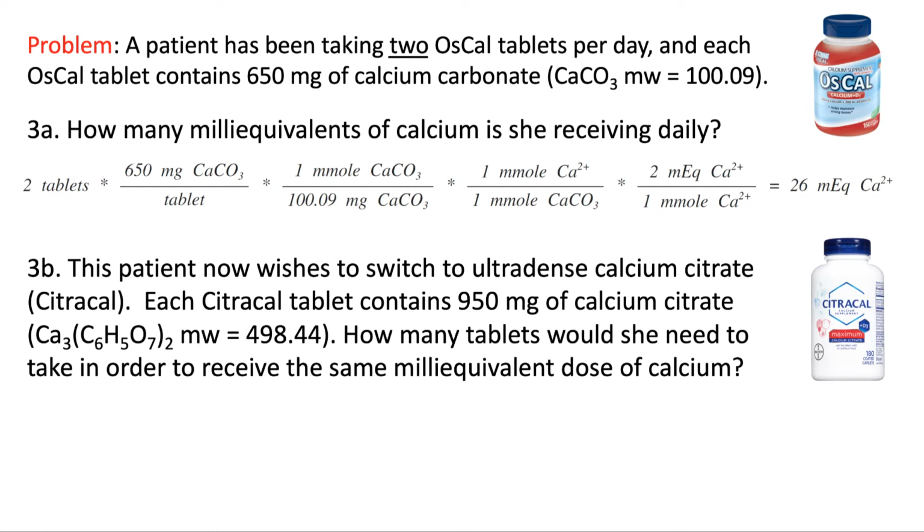Lastly, to calculate the number of milliequivalents, I have to account for the valence. Looking at the charge or the valence on calcium, it's a positive 2. So there are 2 milliequivalents, 2 valence units. So 2 milliequivalents of calcium for every 1 millimole of calcium. I get 2 milliequivalents. So I do that math from left to right.